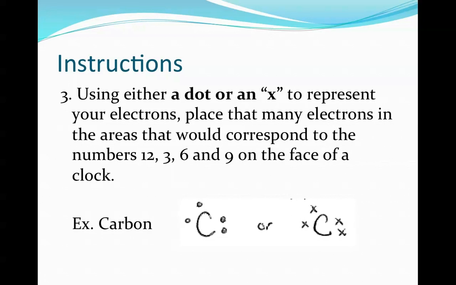You're then going to, now knowing that number, place a dot or an X to represent the electrons. And you want to put them on, kind of like you're looking at the face of a clock, at the noon, 3, 6, and 9 positions on the face of the clock. We always put the first two together, and then the remaining ones get spread out around those other 3 sides. So carbon, which has 4 valence electrons, we can represent either with dots or with X's.